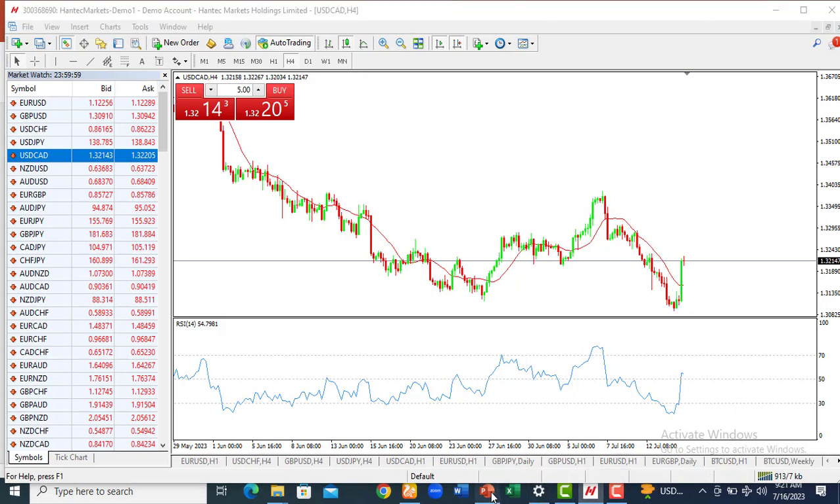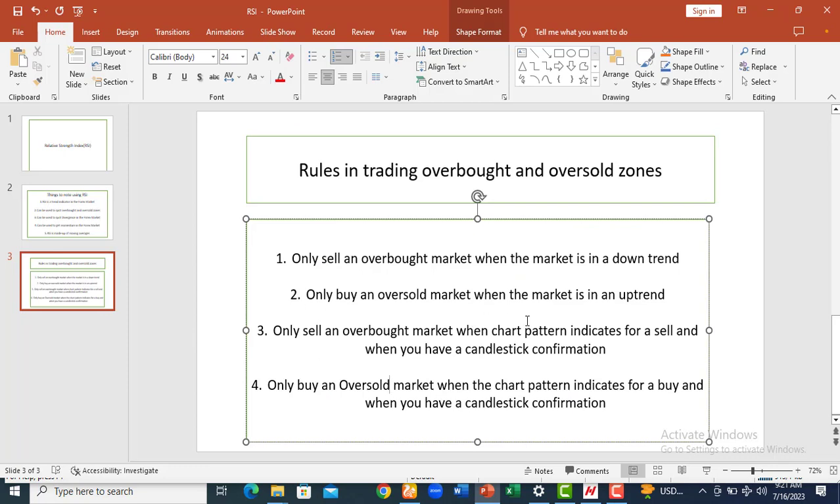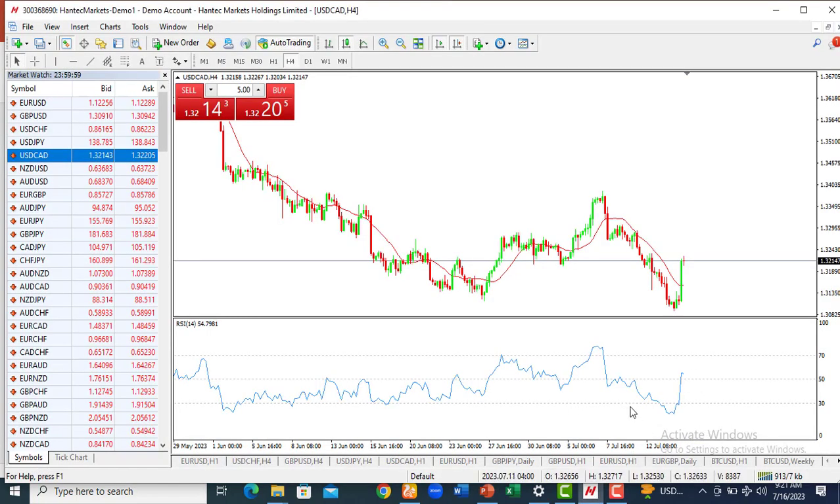Number two rule, you can see it there: only buy an oversold market when the market is in an uptrend. Just the same thing I'm trying to say. That an RSI is at 30 or below does not mean you buy it. Only buy a market whose RSI is at 30 or below when the market is in an uptrend. So that is what you are trying to establish here.